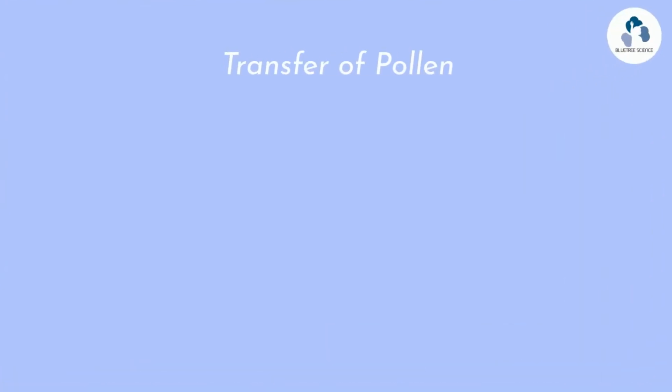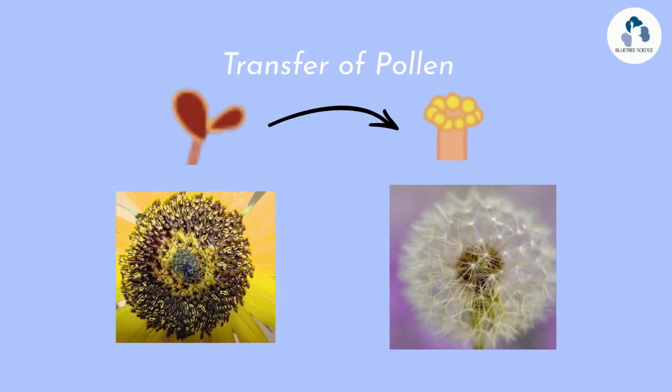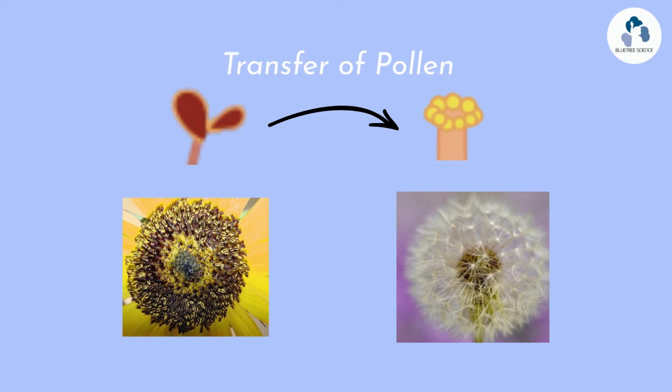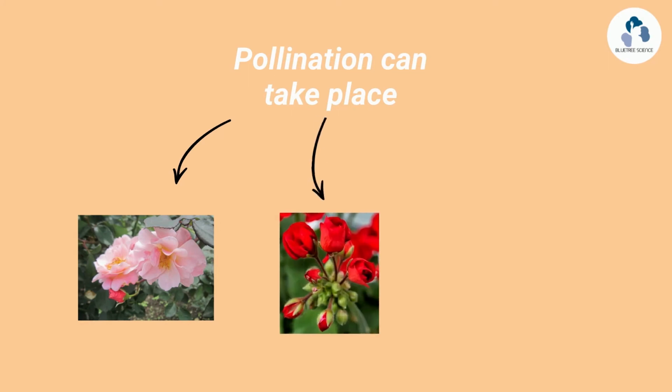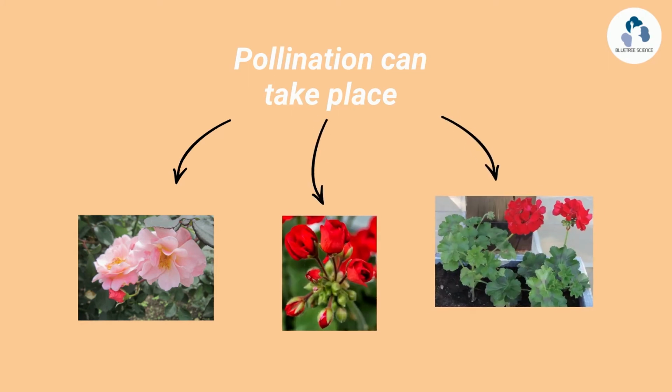Pollination is the transfer of pollen from the male anther to the female stigma of a flower. Flowers make seeds through this process. It can take place in the same flower, between flowers on the same plant, or between flowers on different plants.